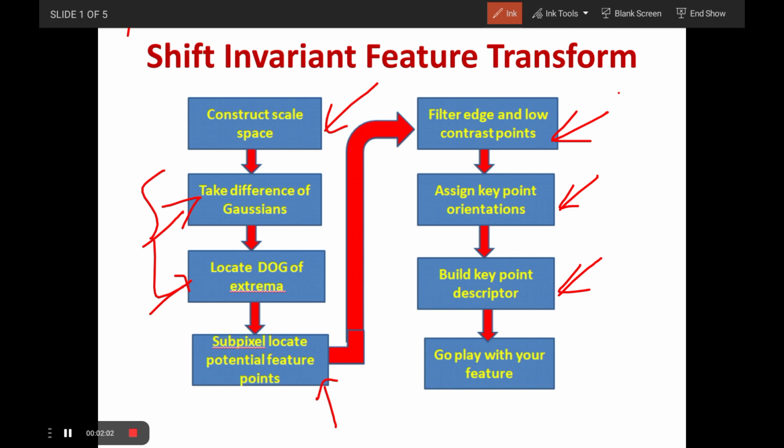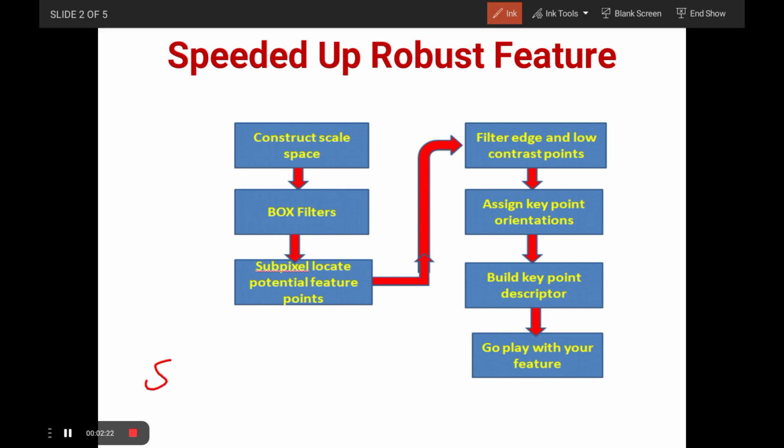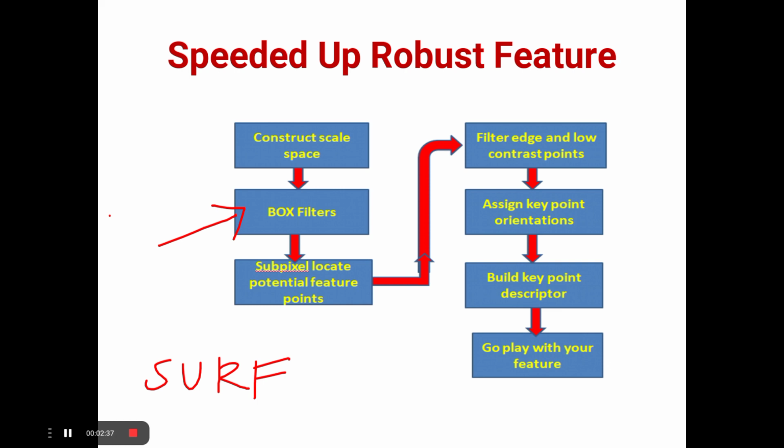So there are different variants of SIFT. One variant is Speeded Up Robust Features, which is simply called SURF. In this one, there is just a small difference between SURF and SIFT, which is the DOG filters and the location step. Let's go back once.